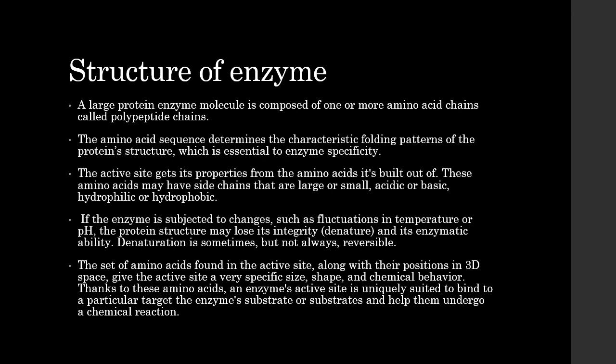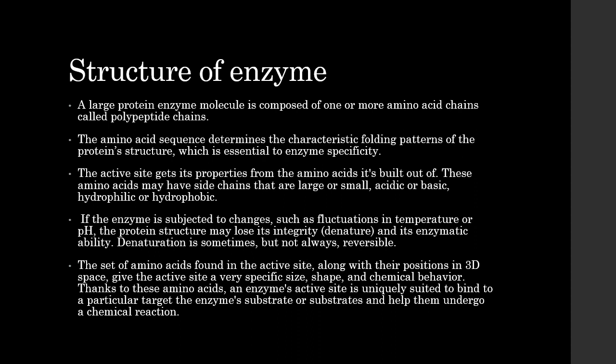So what are enzymes made up of? A large protein enzyme molecule is mainly composed of one or more amino acid chains called polypeptide chains. The amino acid sequence determines the characteristic folding pattern of the protein structure, which is essential to the enzyme specificity. This amino acid sequence actually determines the characteristics of the enzyme. The active sites get their property from the amino acids they are built of.